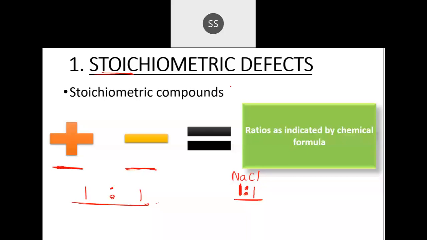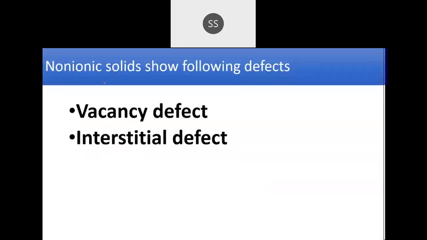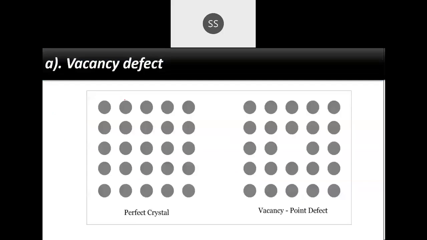Then we discussed the stoichiometric defects. First, we discussed non-ionic solids, which show two kinds of defects: vacancy and interstitial defect. Vacancy defect means that compared with the perfect crystal, which has all the atoms present in the crystal lattice, at one point you find a vacant position. A vacancy has been created, with no atom in that place. That defect is called vacancy defect.